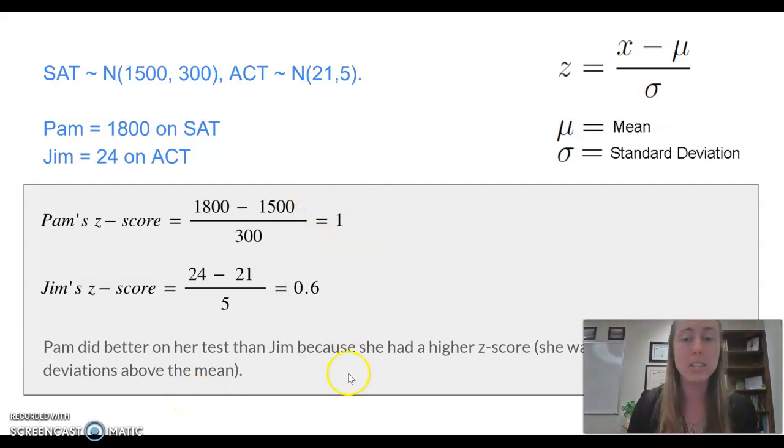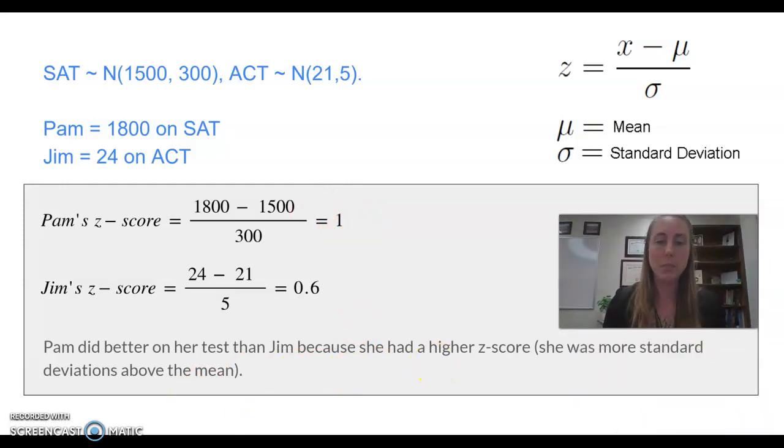Therefore, Pam did better on her test because her z-score is higher. She was more standard deviations above the mean. So that would mean a better test for Pam. And that is z-score.